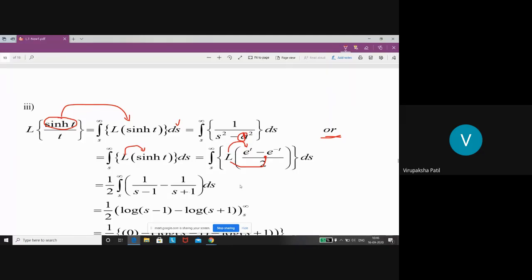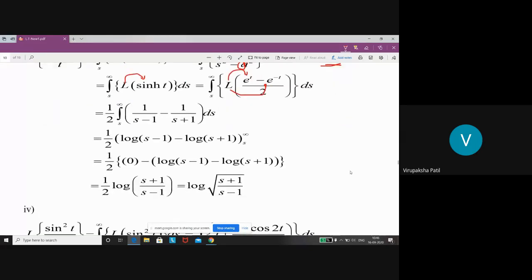Now what should we do in this case? This is one term separate, this is one term separate, so I will integrate these two separately. 1 by 2 as it is. Integration of this becomes what? If you differentiate this quantity, that becomes 1, so directly you can write log of s minus 1, minus as it is. Now if you differentiate the second term, the differentiation is also 1, so in the numerator you have 1. So it becomes log of s plus 1, with limits s to infinity.